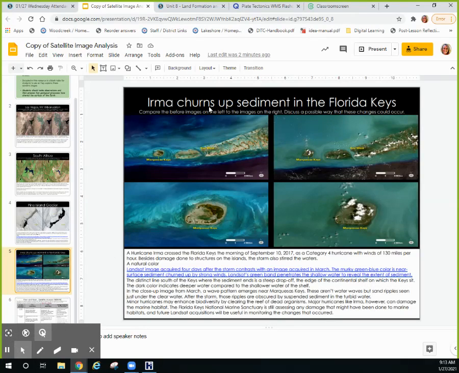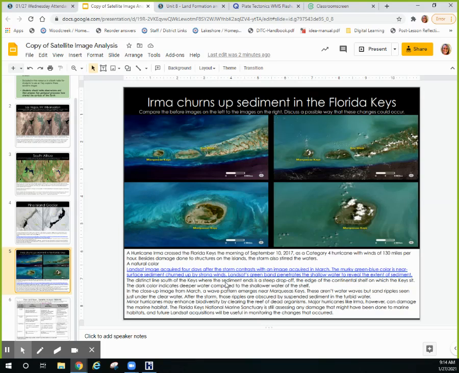Okay, so this is stating that this area of islands, Irma churns up. So Irma, I believe, was a hurricane, and it churns up sediment. So what that means is it stirred it up. It's like stirring up the pot. Hurricane Irma crossed the Florida Keys the morning of September 10th, 2017. It was a Category 4 hurricane.